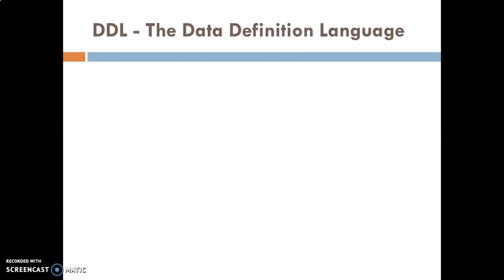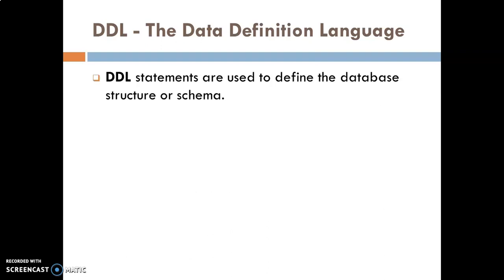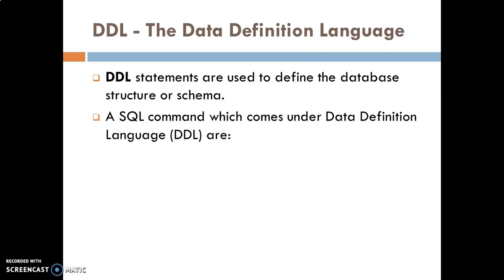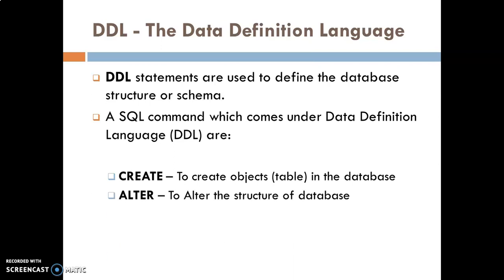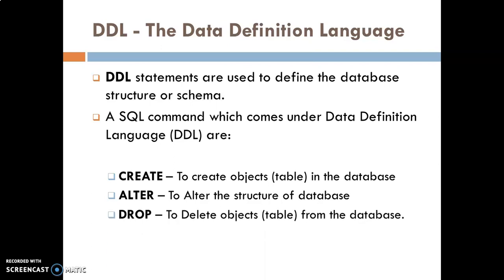First we will discuss the data definition language. This type of statements is used to define a database structure, or you can consider it as a logical schema also. In DDL type of commands, there are four main commands. First is create. It is used to create a database object, you can consider it a table in the database. Alter. It is used to alter the structure of a table or database. Drop. It is used to delete a table from the database. Truncate. It is used to remove all the records from the table.